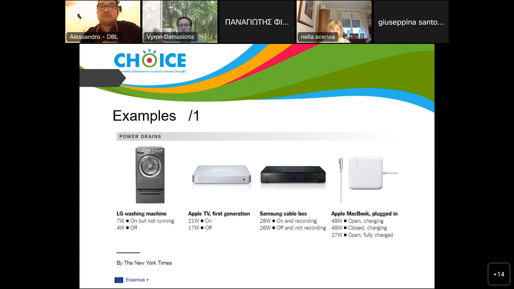Also almost the same for a Samsung cable box and an Apple MacBook, which was 48 watts when it was open and charging, also 48 watts when it was closed and not charging, and 27 watts when it was open and fully charged. This is a good practice, to always have laptops plugged in, because that way they consume less energy. Otherwise, the energy they consume is almost doubled because they have to charge the battery. So we should use the battery only when we really need it.